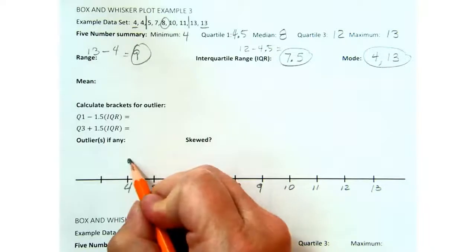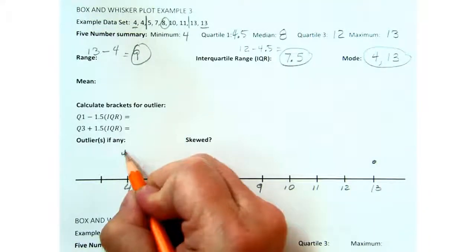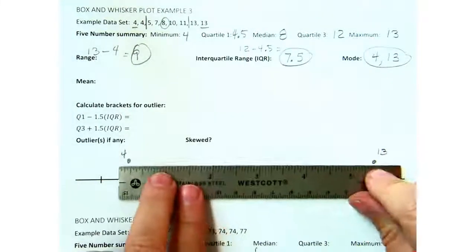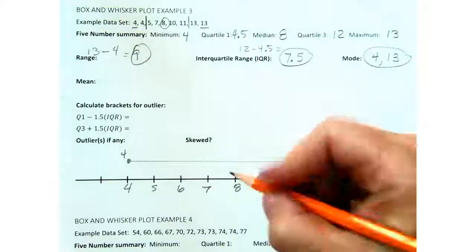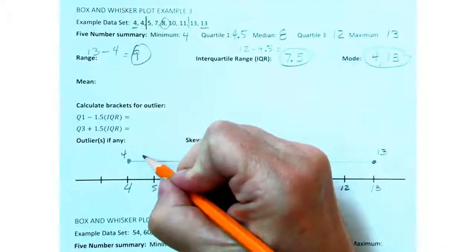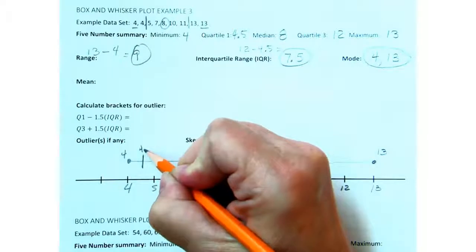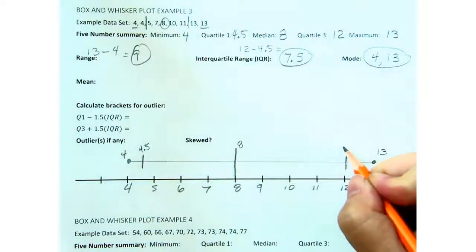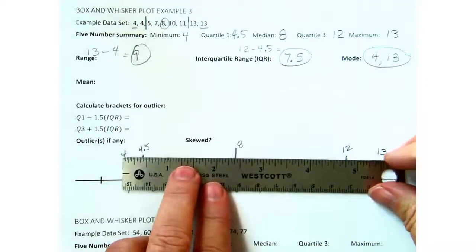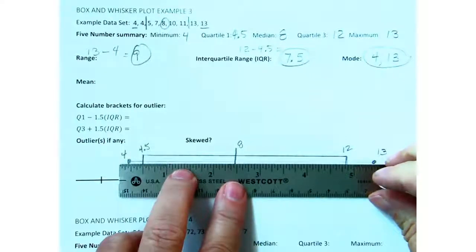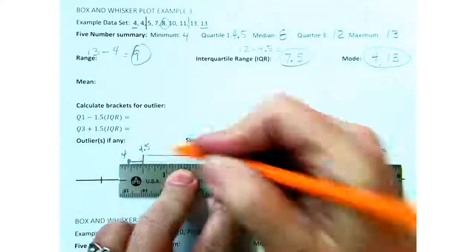Draw a dot at 4 and label it. Draw a dot at 13 and label it. Connect the two dots using a ruler. Draw a long vertical line at the median, 8, and label it. Draw a short vertical line at quartile 1 and label it, 4.5. Draw a short vertical line at 12 and label it. Connect the two short lines to make the box. Darken the whiskers. We now have a box and whisker plot.